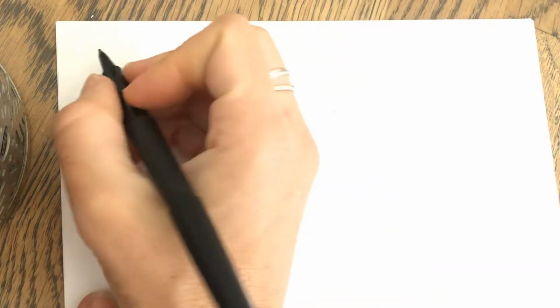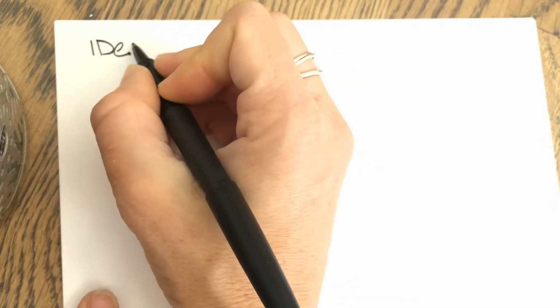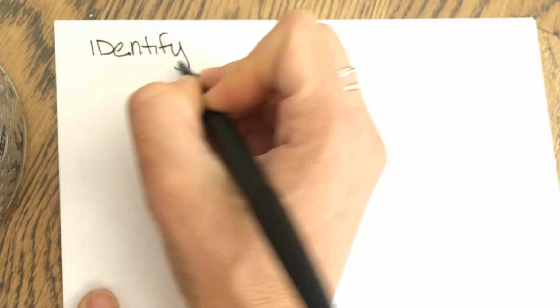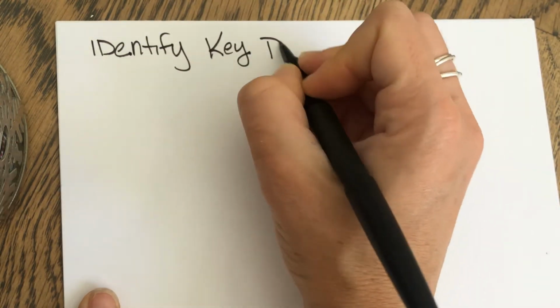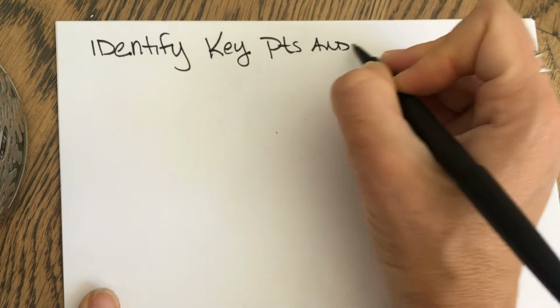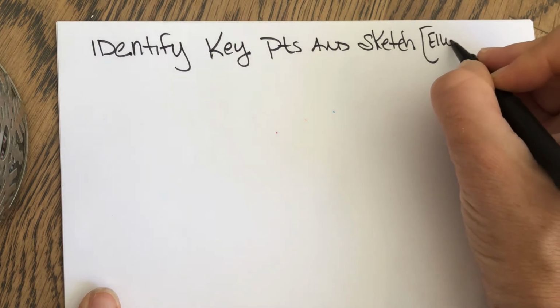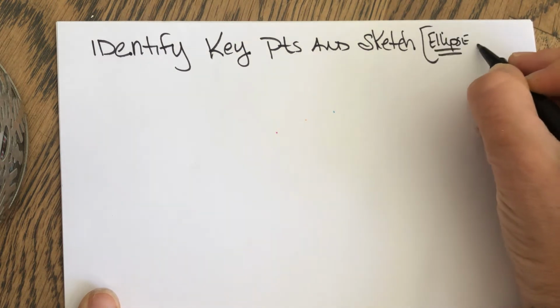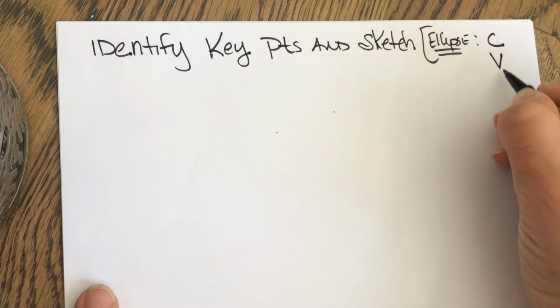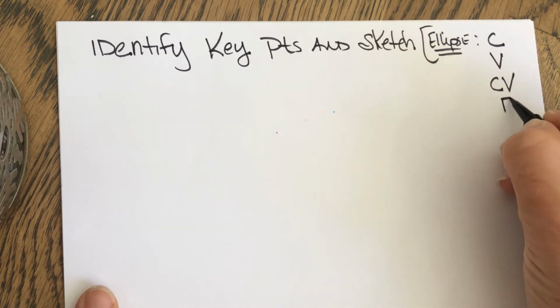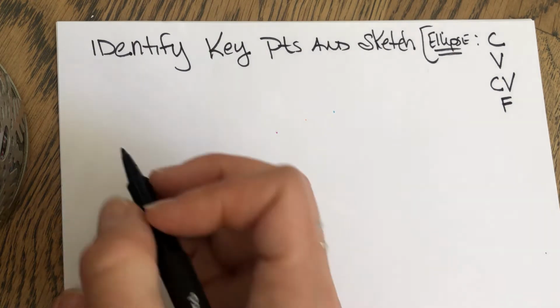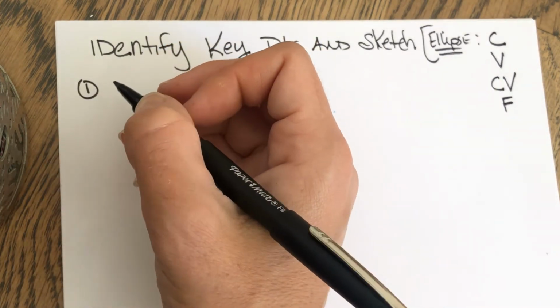All right. So let's take a look, because obviously you all know it makes more sense to you when you see an example. Okay, so I'm going to say identify key points and sketch. Now, for an ellipse, just so you guys are aware, we just went through this. Your key points are a center, vertices, co-vertices, and your foci. All right, so first example. Maybe we're going to do 3 of each.